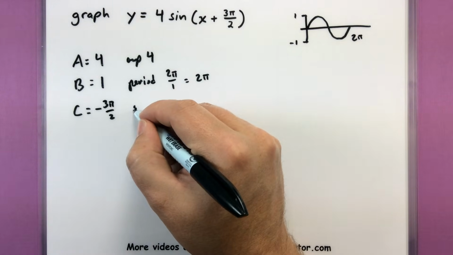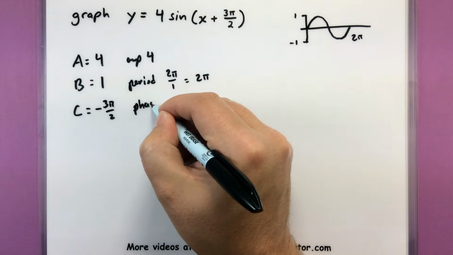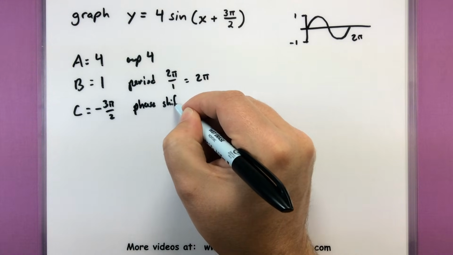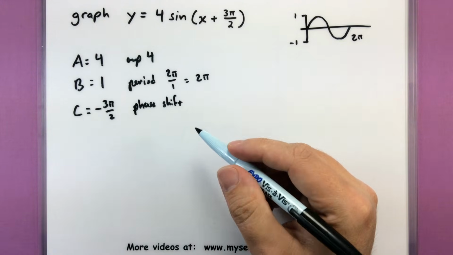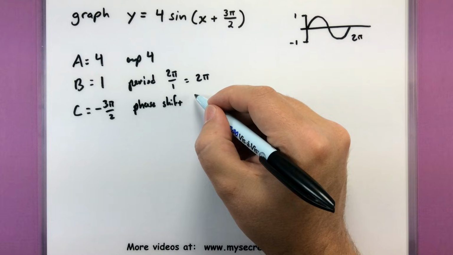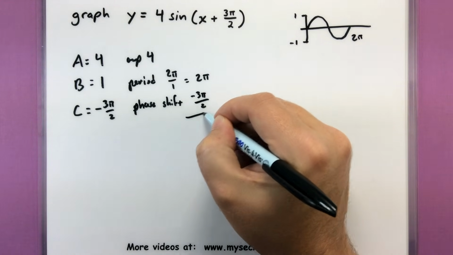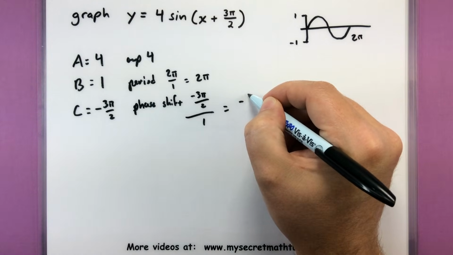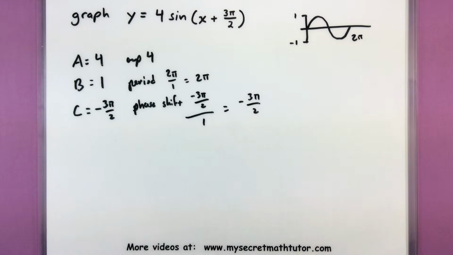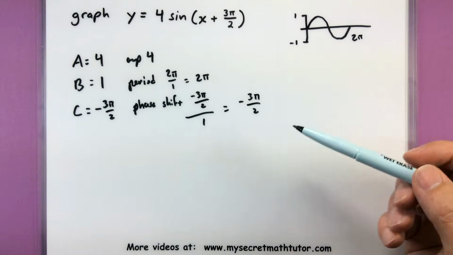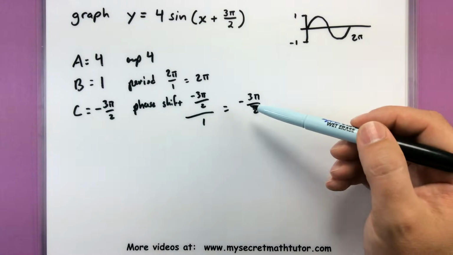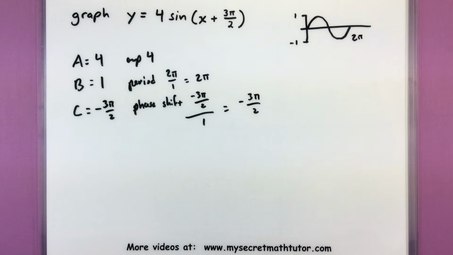So phase shift will come from taking our C value and dividing it by B. So negative 3 pi over 2, all of that's being divided by 1, so just negative 3 pi over 2. That tells me that rather than starting at 0 for my regular graph, I'm going to truck it over to the left, and it's actually going to start at negative 3 pi over 2. All right, let's see what else we got.